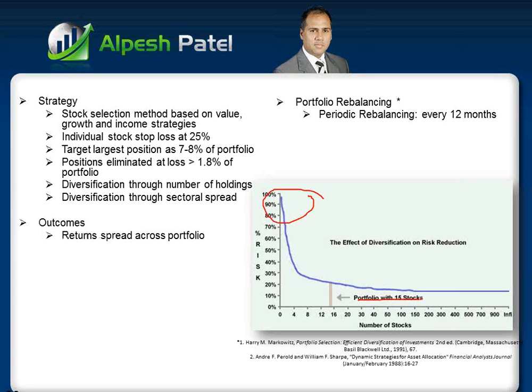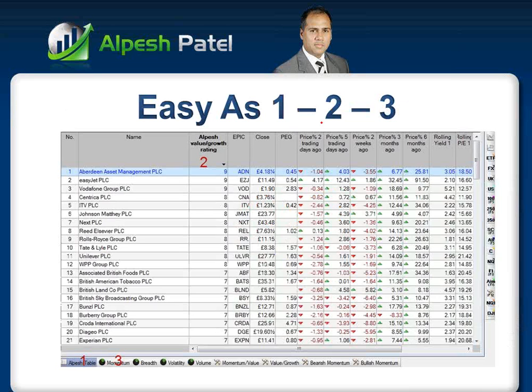The outcome becomes we get return spread across your portfolio, downside is managed, and we've got portfolio rebalancing for those who are really into this kind of stuff, because every 12 months we click the filter again and we buy the next 12 months' worth of holdings. And how do we do that? Well, it's as easy as 1, 2, 3. We just click on the Alpesh Patel value growth filter down there and the names come up. That's it. The names come up.